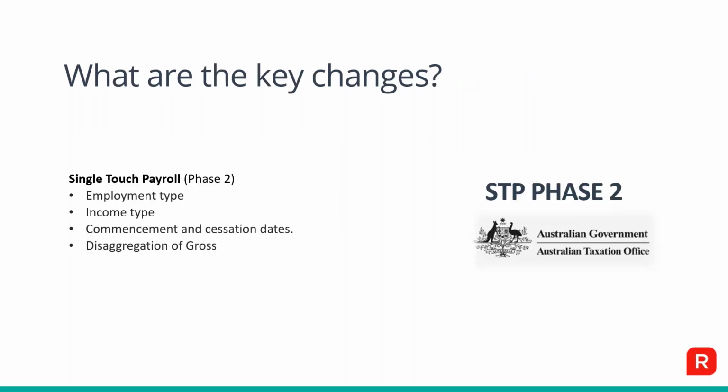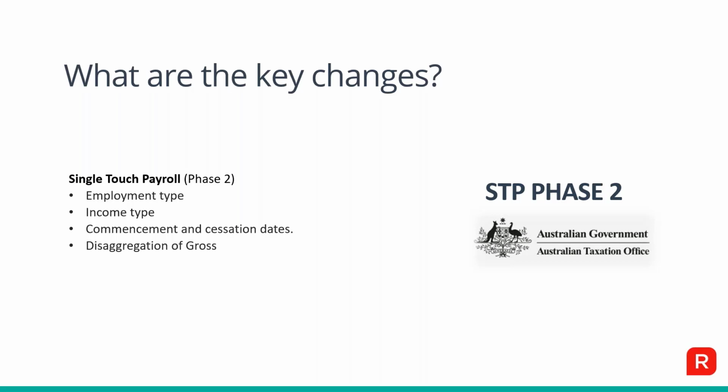So let's explore a little more detail on the key changes. STP Phase 2 is about more than just the year-to-date information being sent to the ATO. So what are these additional information fields that are now required under STP Phase 2? The first point there on the slide is the employment type. Now that could be whether you are full-time, part-time or casual. So this is the same information that you'd currently report on a tax file number declaration. The difference here is that you now report this information every pay event.